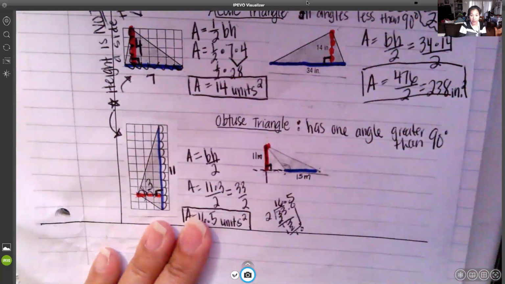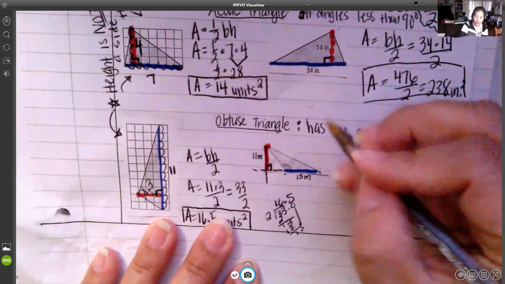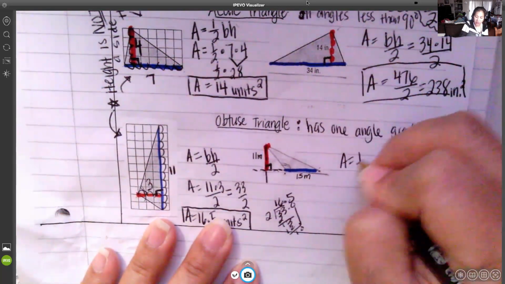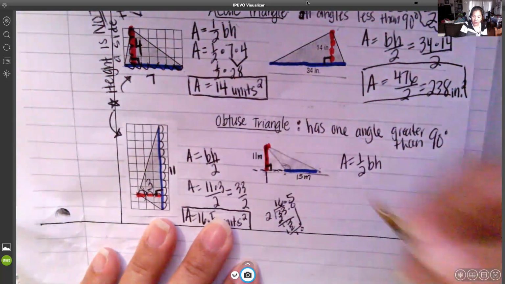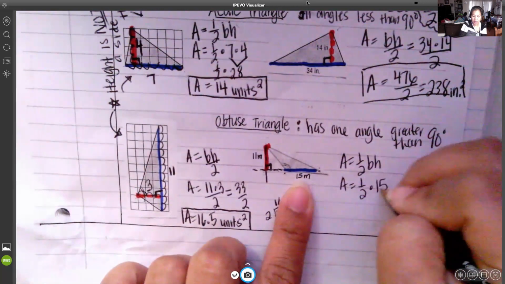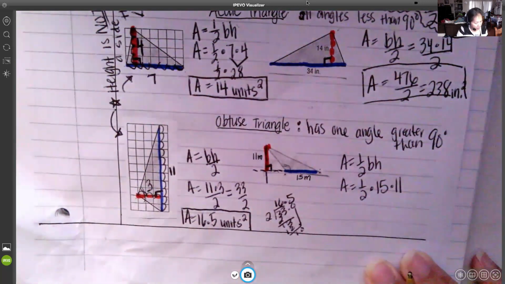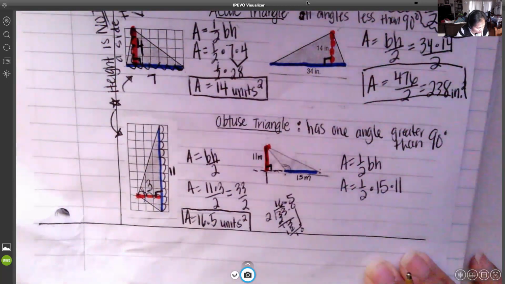So our base is 15, our height is 11. And there we go, we have our base and our height. So I'm going to use A equals 1/2 base times height. A equals 1/2 times base is 15, height is 11. I'm going to use my calculator. The other one was easier to do by hand, but this one, 15 times 11.